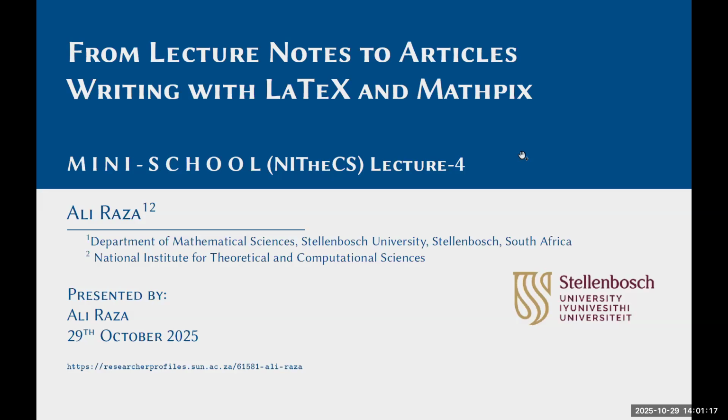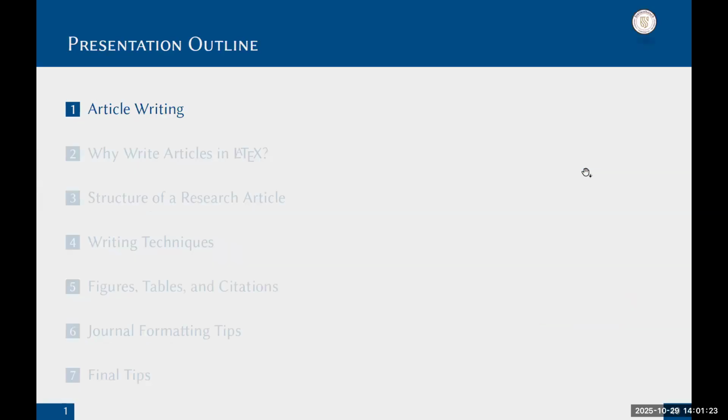Okay, so now we can start lecture 4. The first thing is article writing. This is the outline of our last lectures. In the first three lectures, we discussed many things related to LaTeX code. We discussed all the formatting and the preamble packages, almost everything required for lecture writing and article writing. So today our main focus is on article writing.